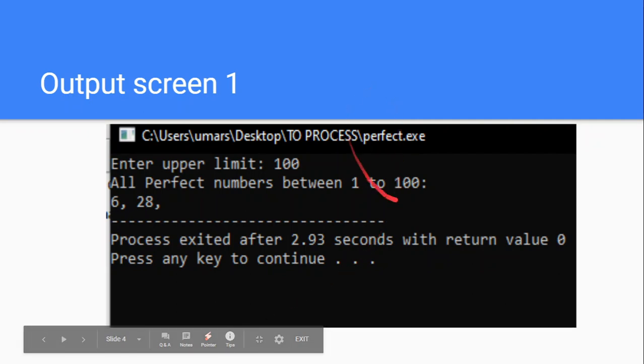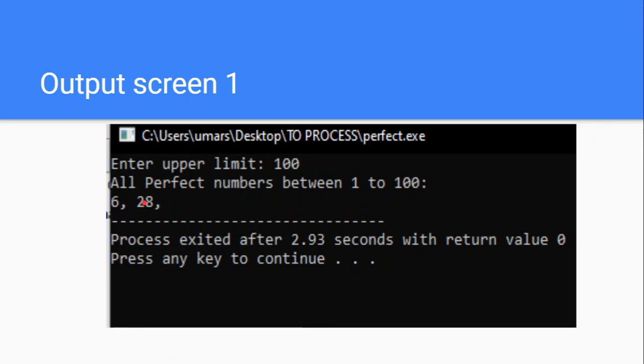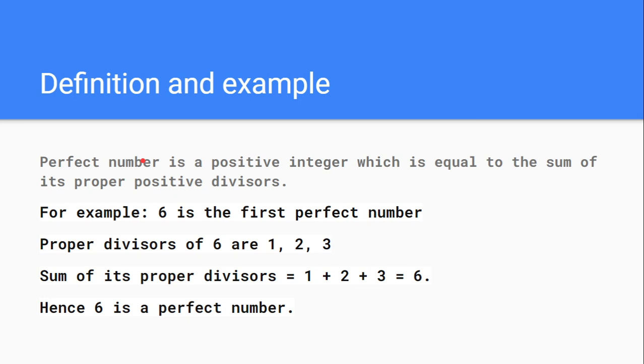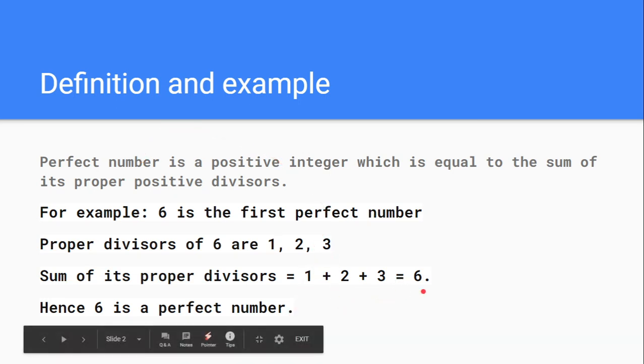So this is the program output. I have given an upper limit of 10, and the answer given is 6 and 28. So 6 we have seen as an example. The divisors are 1, 2 and 3. So 1 plus 2 plus 3 is equal to 6. The given number is 6. The sum is also 6. So 6 is the perfect number.